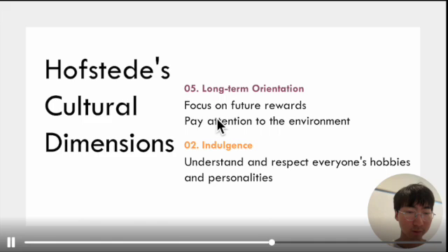And the sixth part is indulgence or restraint. It measures the degree to which societies allow free gratification of desires. And here they both understand and respect everyone's hobbies and personalities.